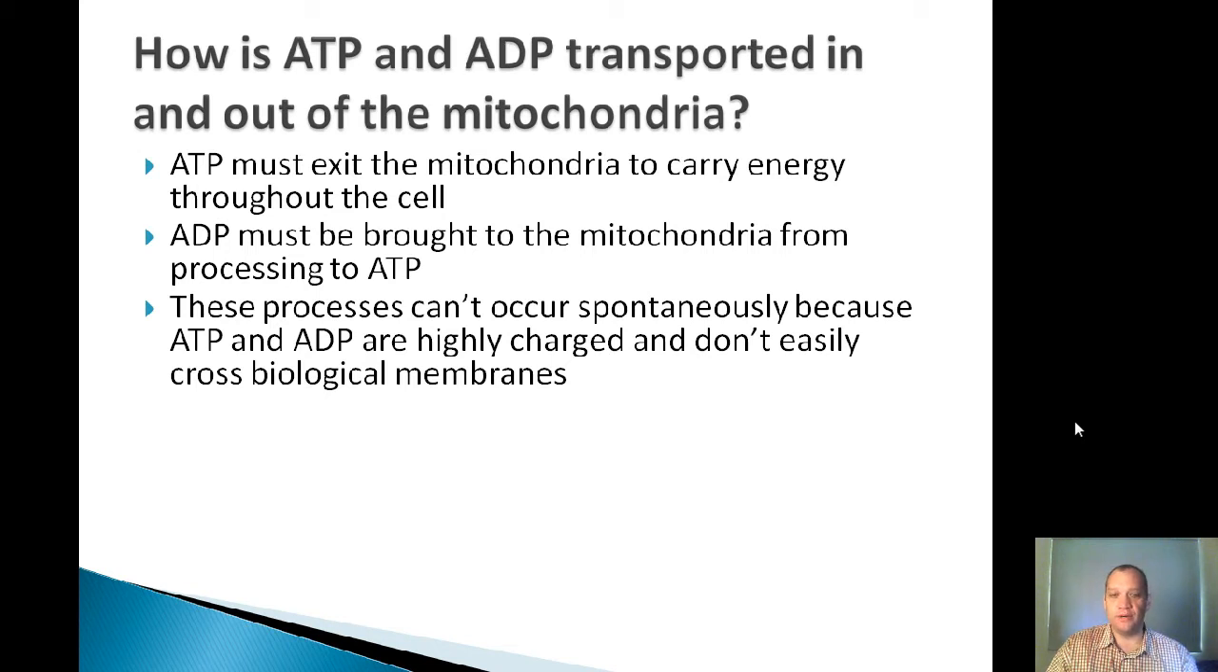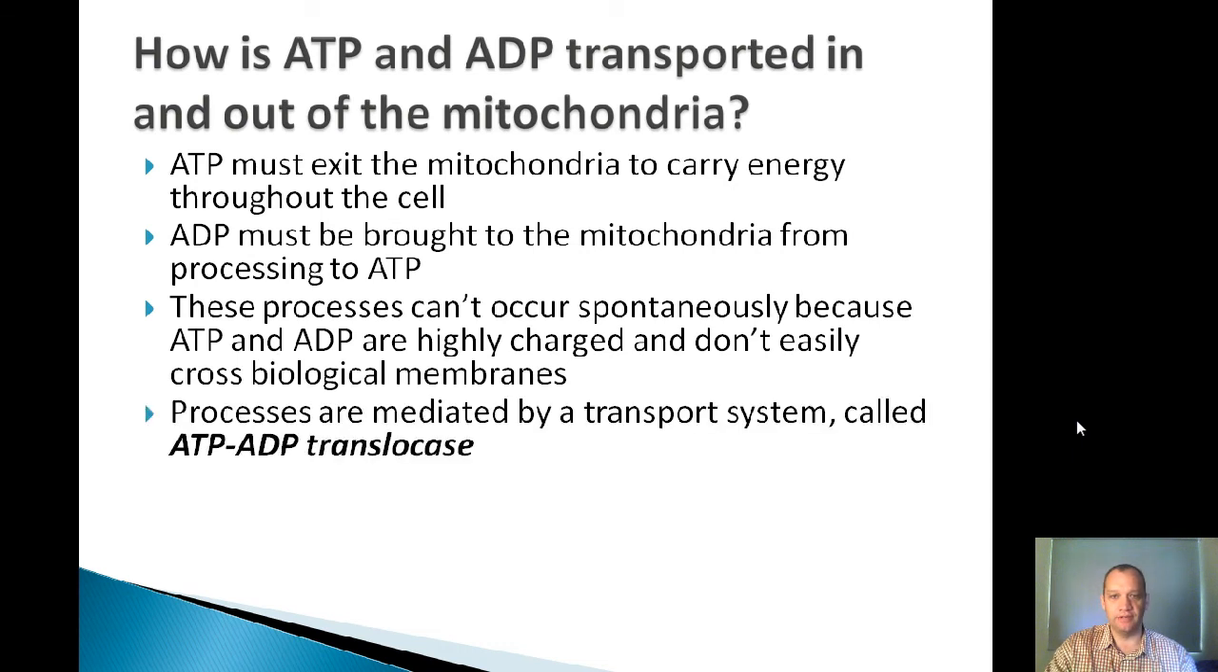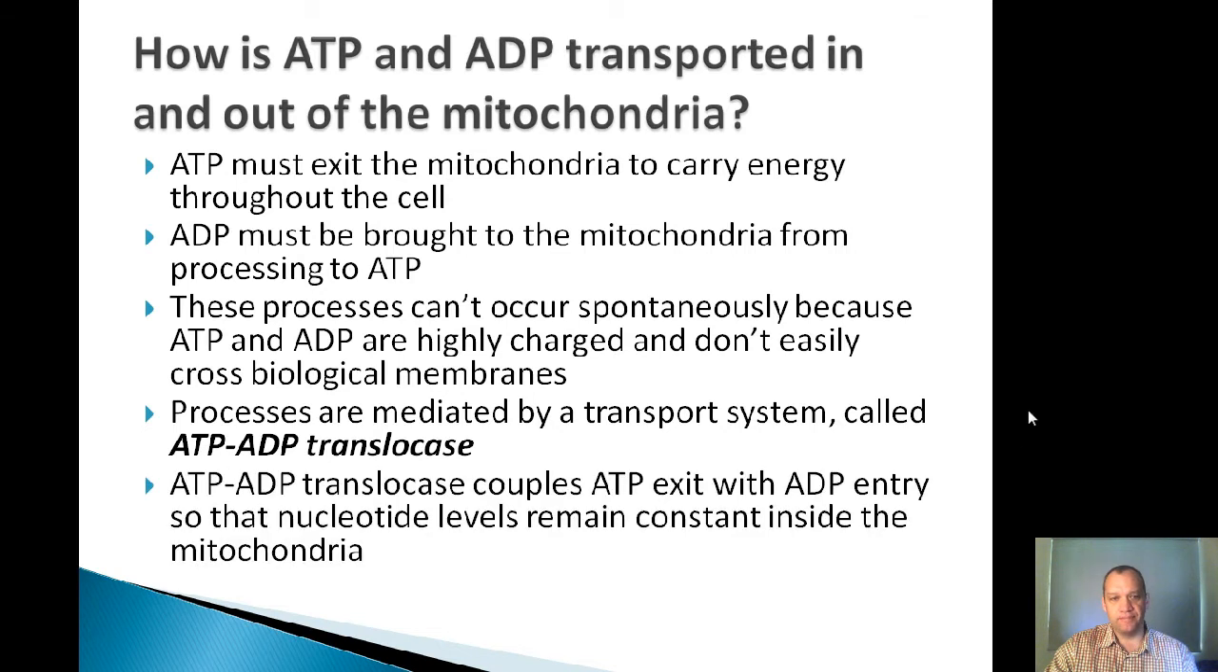And these processes can't occur spontaneously because ATP and ADP are highly charged molecules. So even though the gradient for them on one side of the membrane might be higher than the other, they can't just pass through the membranes through osmosis because they are highly charged molecules. They have a high negative charge.